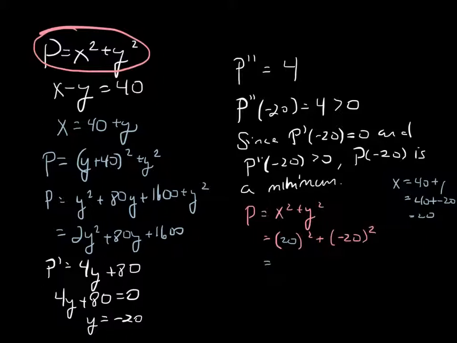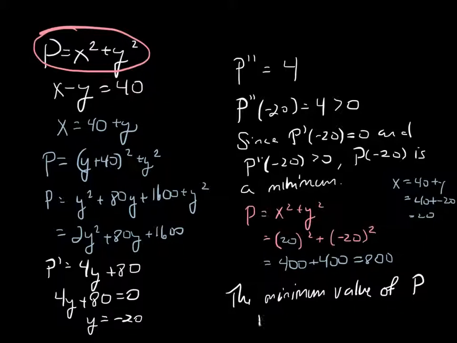And p is 800. So rewrite the minimum. P is 800.